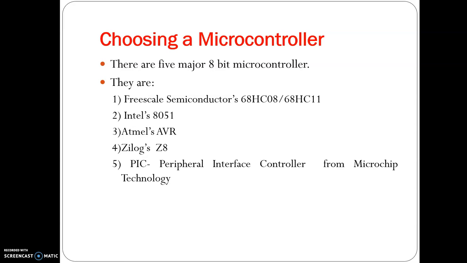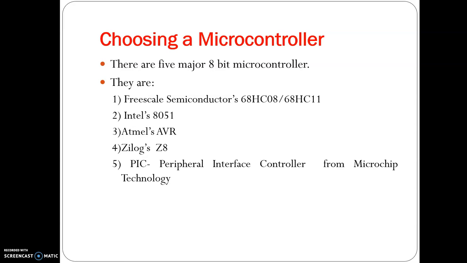The first one is Freescale Semiconductor's 68HC08 or 68HC11. The second one is Intel's 8051. The third one is Atmel's AVR. The fourth one is Zilog Z8. And the fifth one is PIC. We always call it PIC. The long form of PIC is Peripheral Interface Controller from Microchip Technology. So these were the 5 major 8-bit microcontrollers.